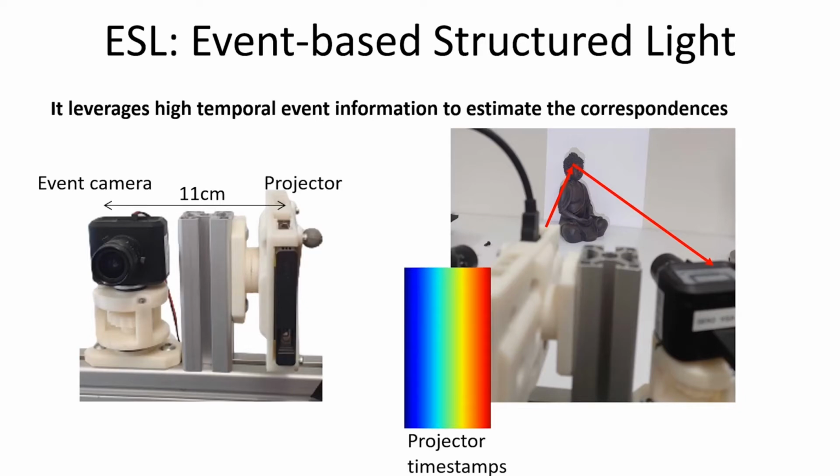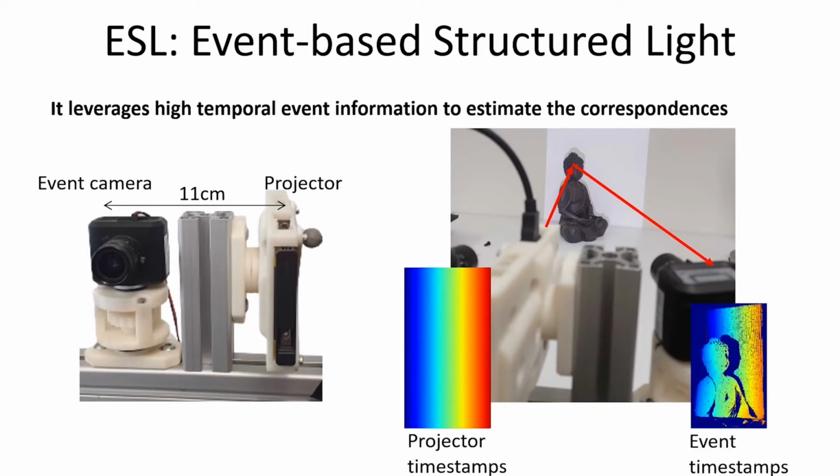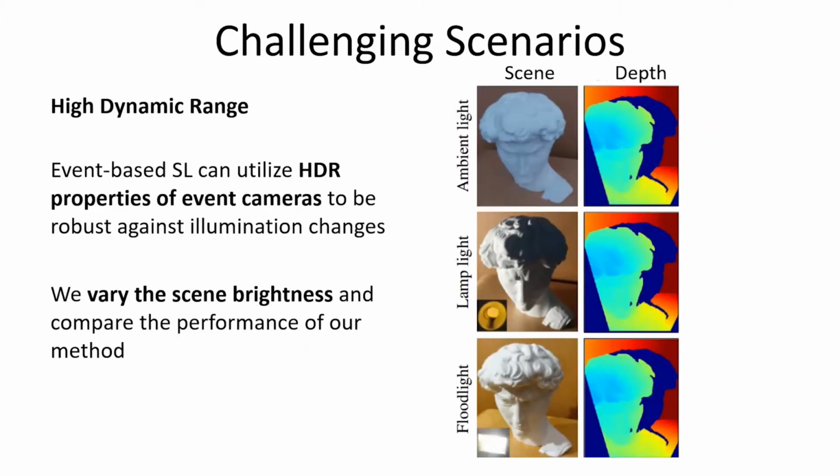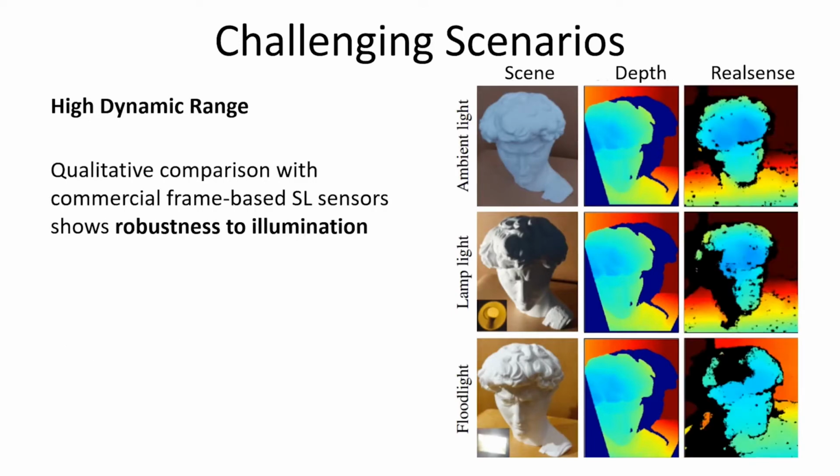Similarly, for the event camera, we can define another time map which records the timestamp of the last event at the pixel location. The time maps for the projector and the event camera during 1 scan pass of 16 milliseconds are visualized here. We assess the performance of our system under various illumination conditions. Since event cameras have a very high dynamic range, they are able to perform consistently even under bright illumination conditions. In contrast, the depth errors in frame-based structured light sensors, such as the Intel RealSense, increase with ambient illumination.